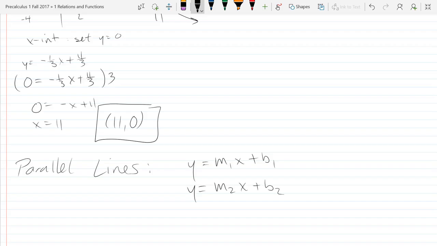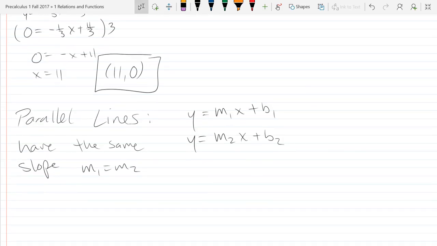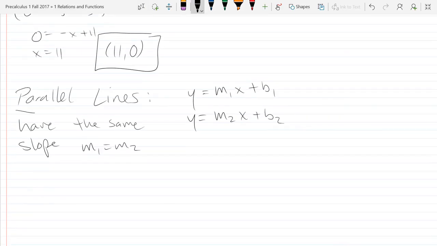If you know these two lines are parallel, what about these two lines will be the same? The slope. If they're going to be parallel, they better have the exact same slope. So parallel lines have the same slope. So we'd have m1 equals m2. So that's parallel.